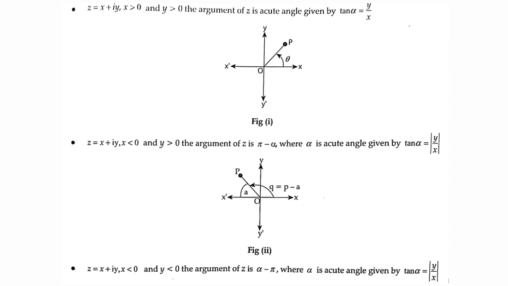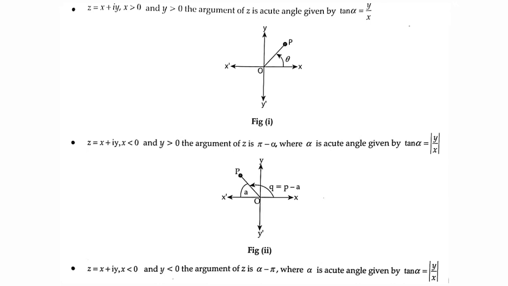z is equal to x plus iy. If x is greater than 0 and y is greater than 0, the argument of z is the acute angle given by tan alpha is equal to y by x. Right students? So this lies in the first quadrant. From the figure you can see that.